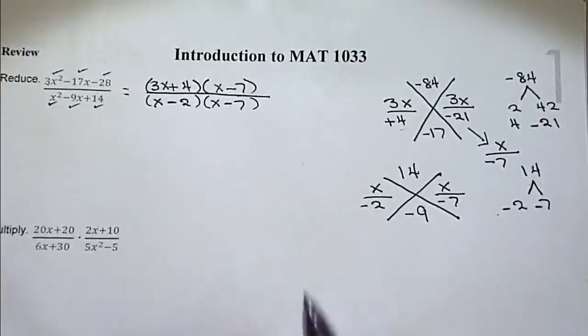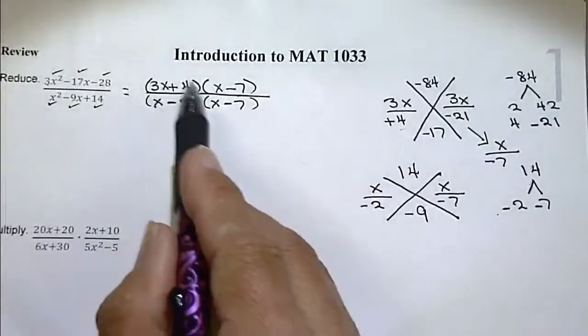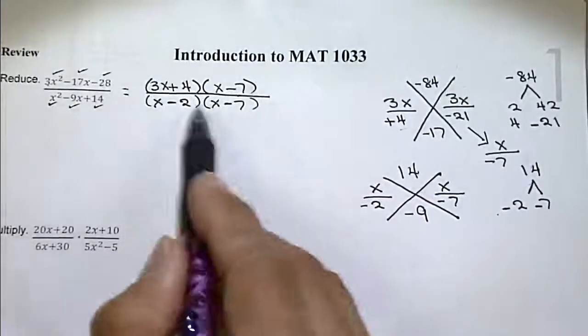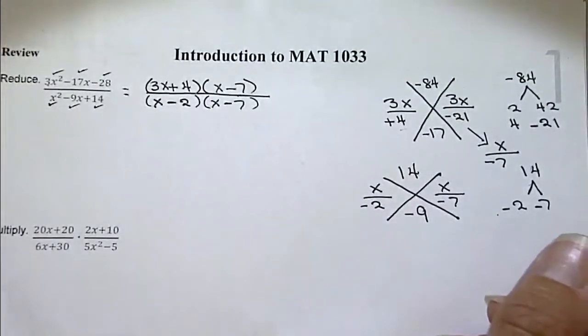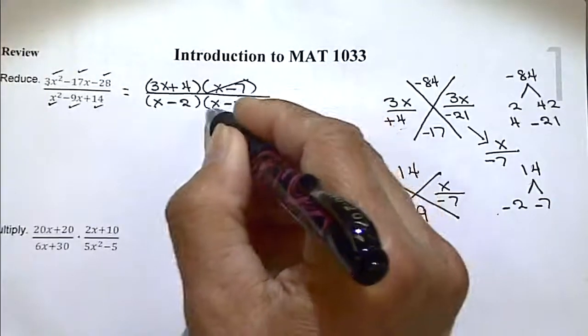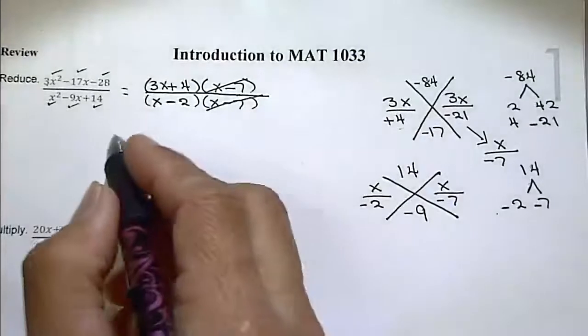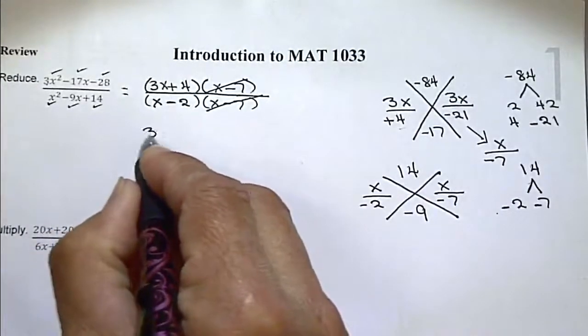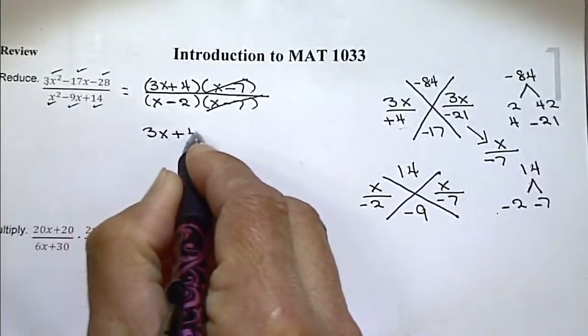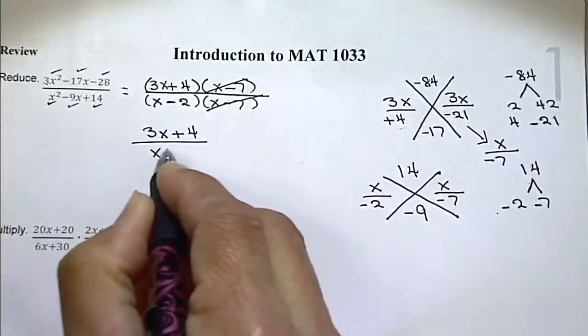Okay, so now we can look here and say, okay, now these binomials are multiplied, these binomials are multiplied. We can cross out anything that matches numerator and denominator now, as long as it's multiplied and those binomials are, and they match, right? So what's our answer to this thing? How does it reduce? Well, it reduces to 3x plus 4 over x minus 2.